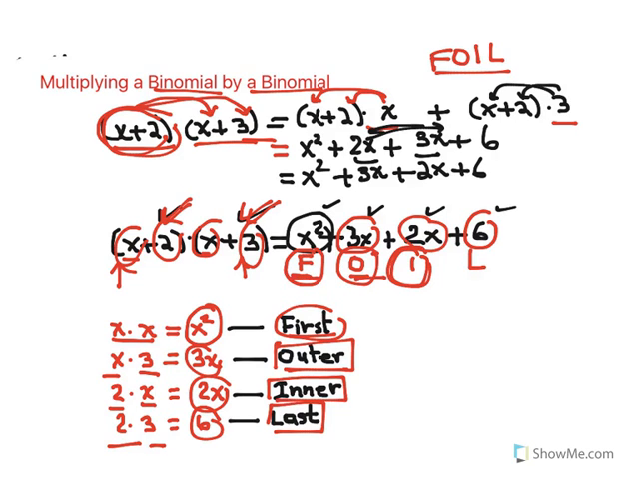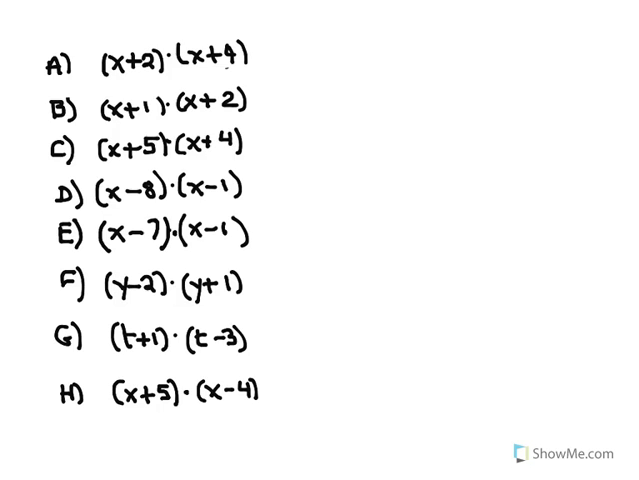So F-O-I-L. F stands for first. That means multiply the first two terms together. O stands for outer. That means multiply the outside terms. I stands for inner and means multiply the inside terms, and L stands for last and means multiply the last two terms together. So let's go with an example.